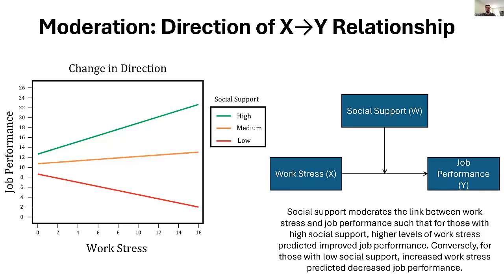So again, in the lower right, you'll see the interpretation. It's a little bit longer this time. Social support moderates the link between work stress and job performance such that for those with high social support, higher levels of work stress predicted improved job performance. Conversely, for those with low social support, increased work stress predicts decreased job performance.